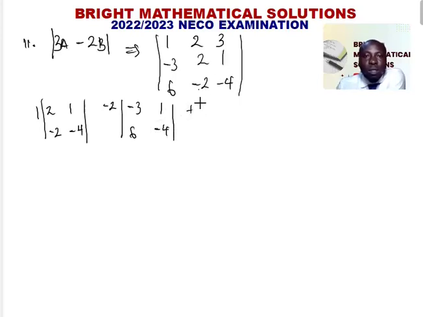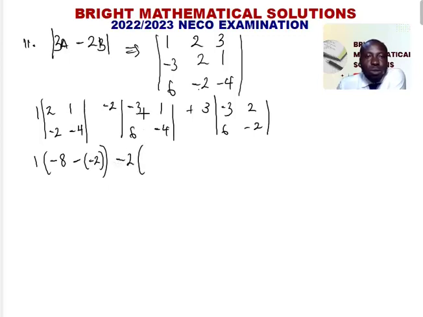Plus the last element here, that is 3. So we have minus 3, 2, 6, minus 2. So that will now become 1. So we multiply the major diagonal and we subtract the minor diagonal from it. 2 multiplied by minus 4, that gives us minus 8, minus minus 2 multiplied by 1, that's minus 2.